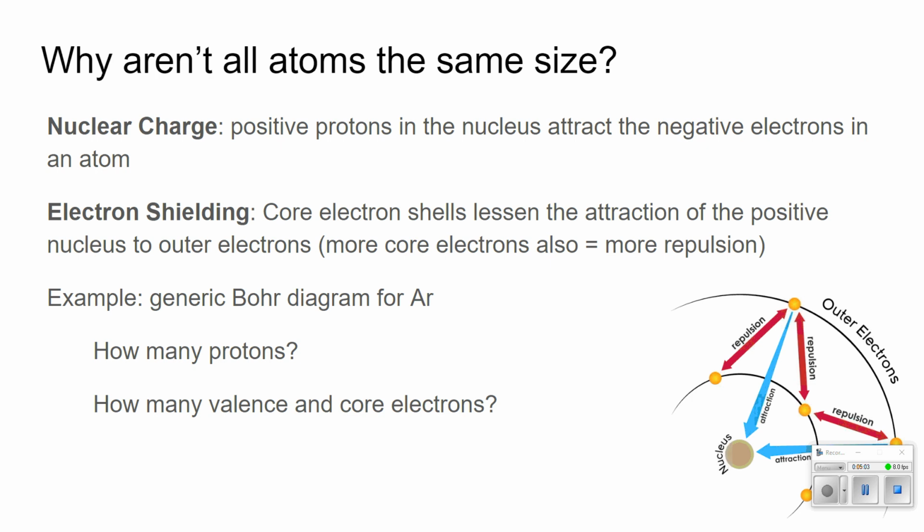The second term, which is a little more complicated, is called electron shielding. Electron shielding is stating that core electrons, I introduced this term to you once a couple of class periods ago, but I don't know if many people picked up on it. Core electrons are inside electrons. They will lessen the attraction of outer electrons to the nucleus.